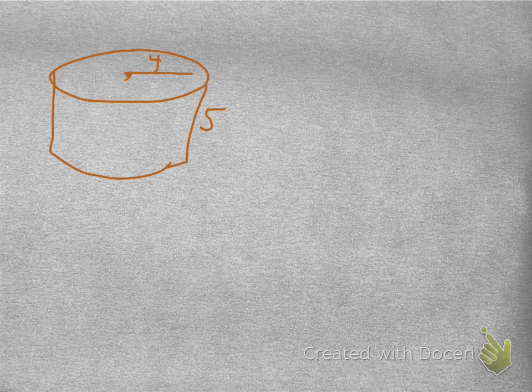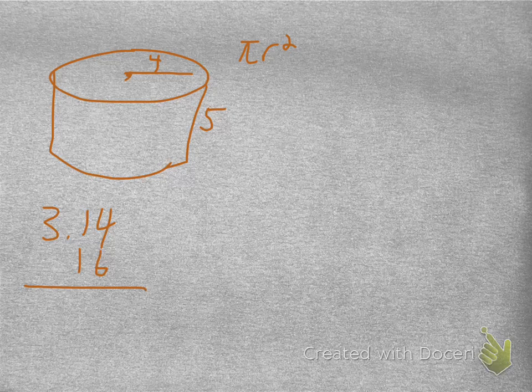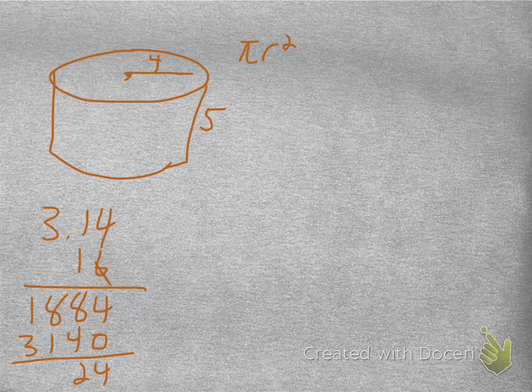Area of the base, what kind of base is it? So we're going to use pi r squared. We know that pi is 3.14. What is my radius? 4. And what's 4 squared? 16. Alright, so we do pi times 16, which will be 50.24. Alright, that's our base.